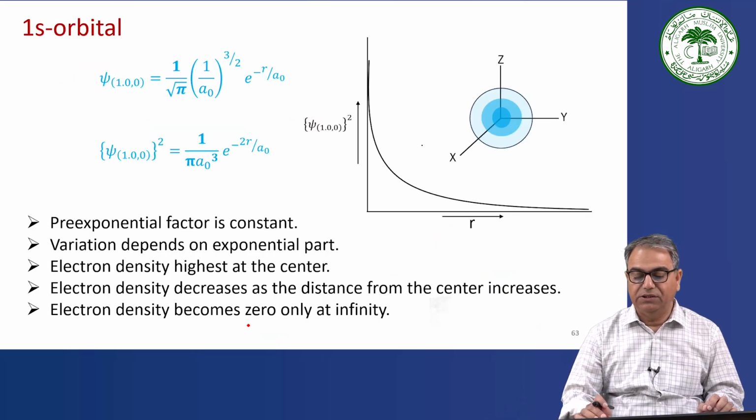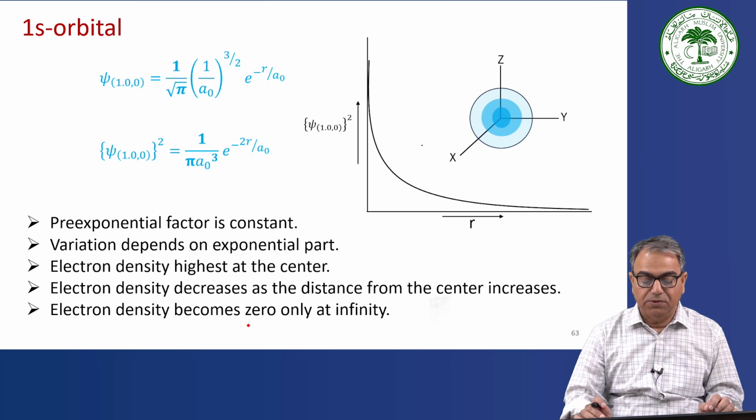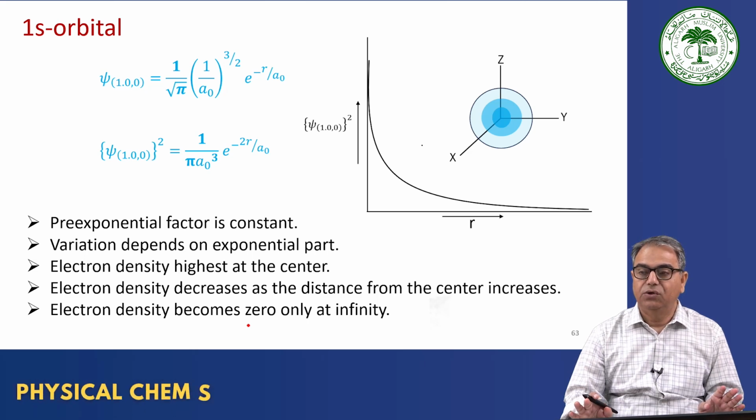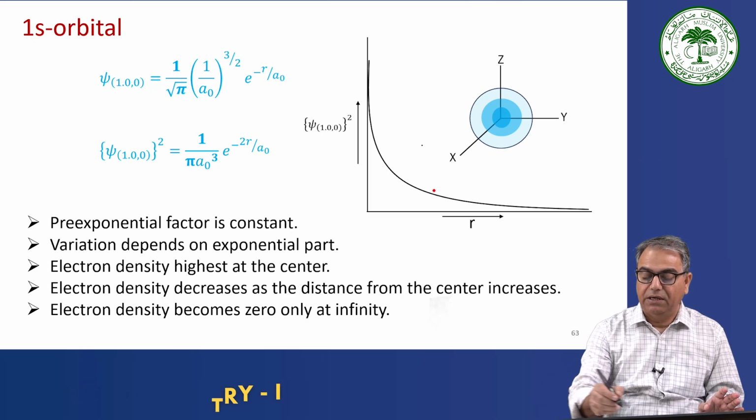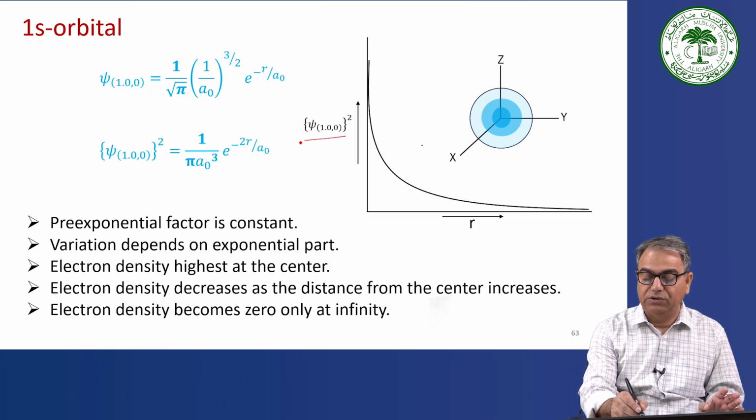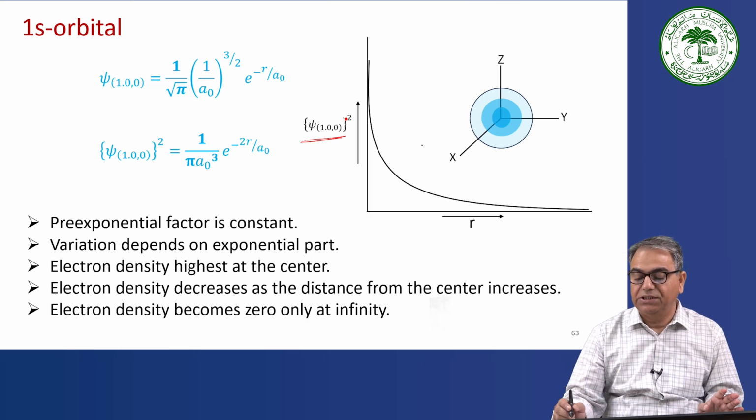Okay. So if you look at psi 100, the 1s orbital, we say that the pre-exponential factor is constant. There is no pre-exponential factor, it's 1 only. So variation depends on the exponential part only, and electron density is highest at the center and decreases as the distance from the center increases. So the function decreases sharply as you look at psi 100 square, and electron density becomes 0 only at infinity.